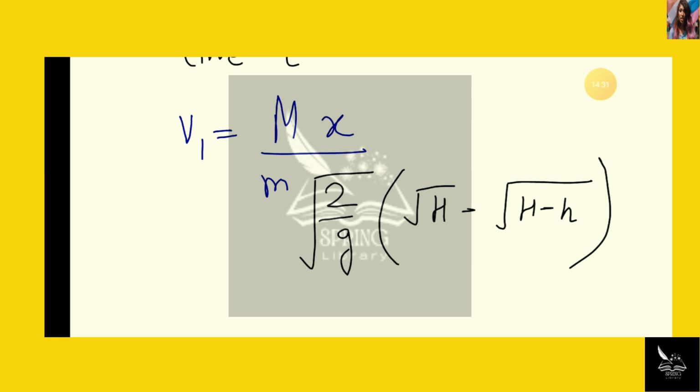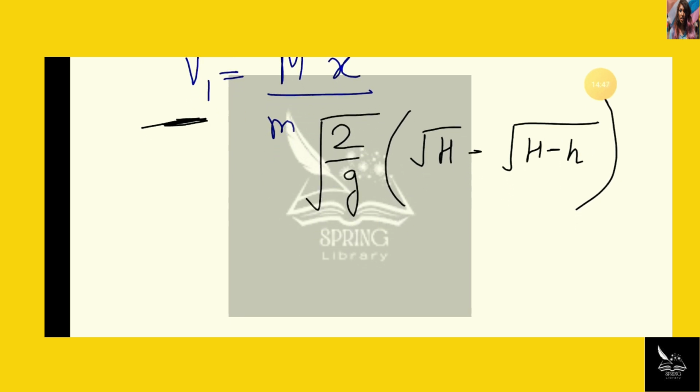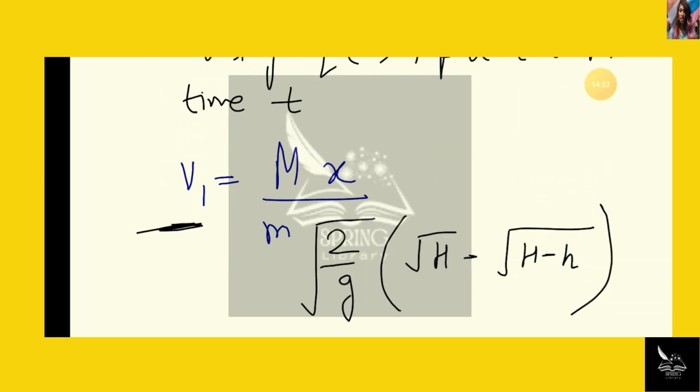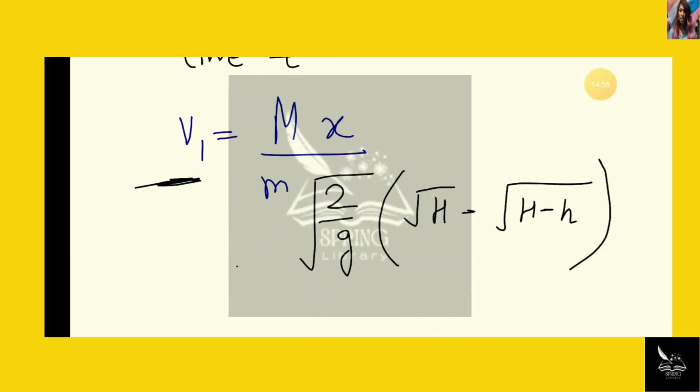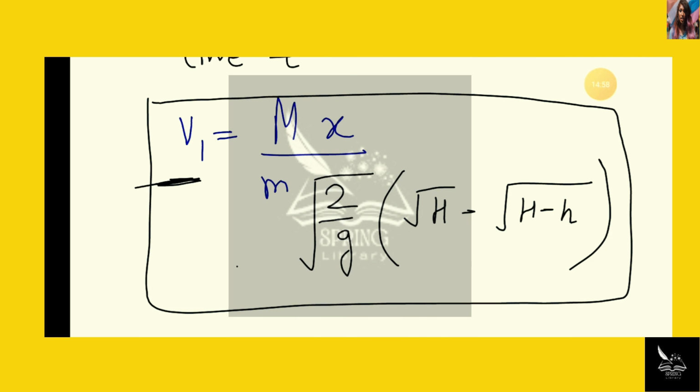Now I have got the value of v1, that is the velocity of the bag. So after getting this value, I can say that the minimum horizontal velocity of the bag, that is v1, will be equal to capital M times x divided by small m times square root of 2 over g times square root of capital H minus square root of capital H minus small h. So this is the minimum horizontal velocity.